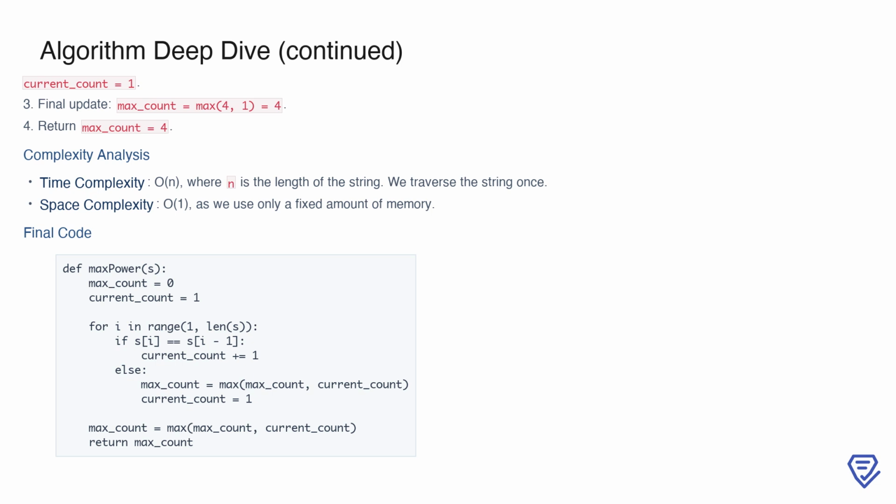The corresponding code implementation is straightforward. We start by initializing max_count and current_count, then iterate through the string while updating these variables based on character comparisons. At the end, one final update ensures the longest streak is accounted for before returning the result. This implementation captures the algorithm's simplicity and efficiency, providing a robust solution to the problem of finding the maximum length of consecutive identical characters in a string.